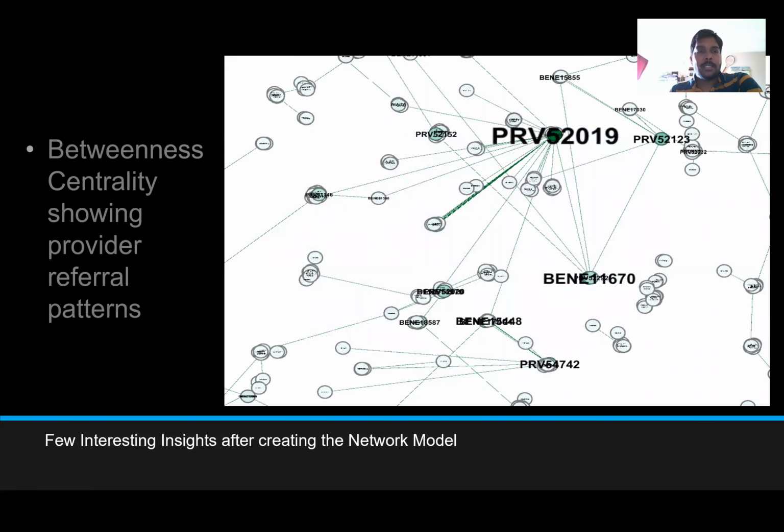The next one is the betweenness centralities, showing the provider referral patterns. I have zoomed in on this network model here. You can see provider 52009 is referring member 11670 to another provider, 52123. The higher a provider's betweenness centrality, the more the provider is referring members to other providers.